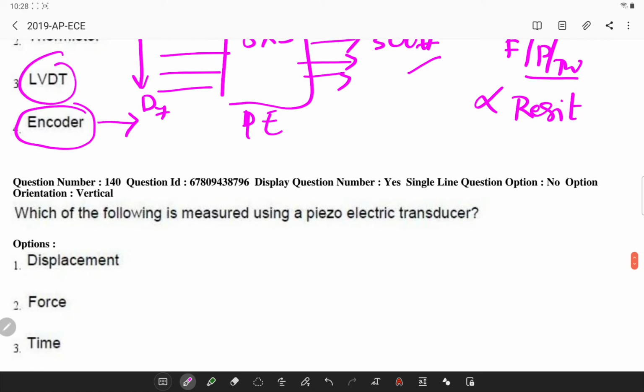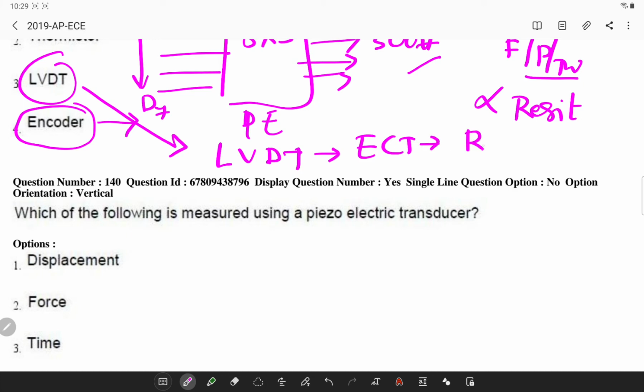So here we also have to remember about the LVDT. This is the linear variable differential transformer. It is basically an electromechanical transducer which converts the rectilinear motion of an object to which it is mechanically coupled into a corresponding electrical signal.